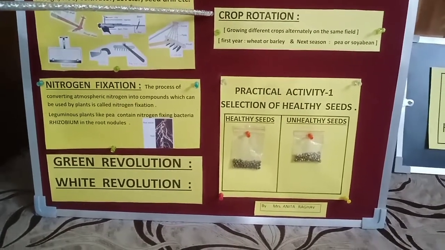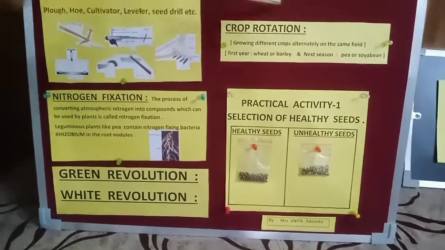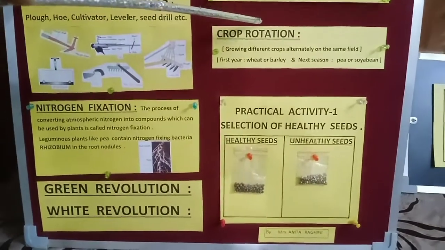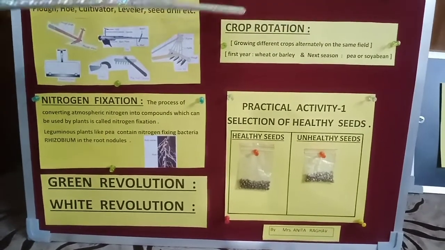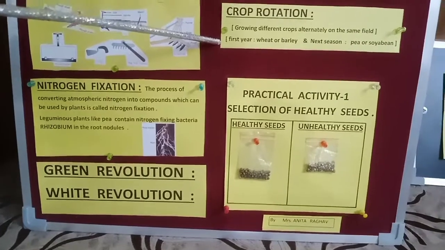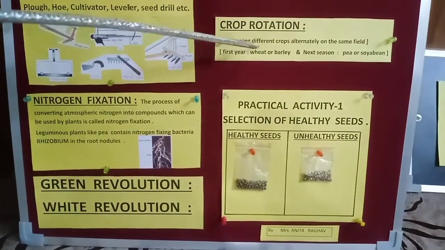Okay, let's take an example. Corn. Corn is a heavy nitrogen using plant, and soybean is a heavy nitrogen depositing plant. Therefore, crop rotation between these two crops can help to maintain the balance of nutrient in the soil.